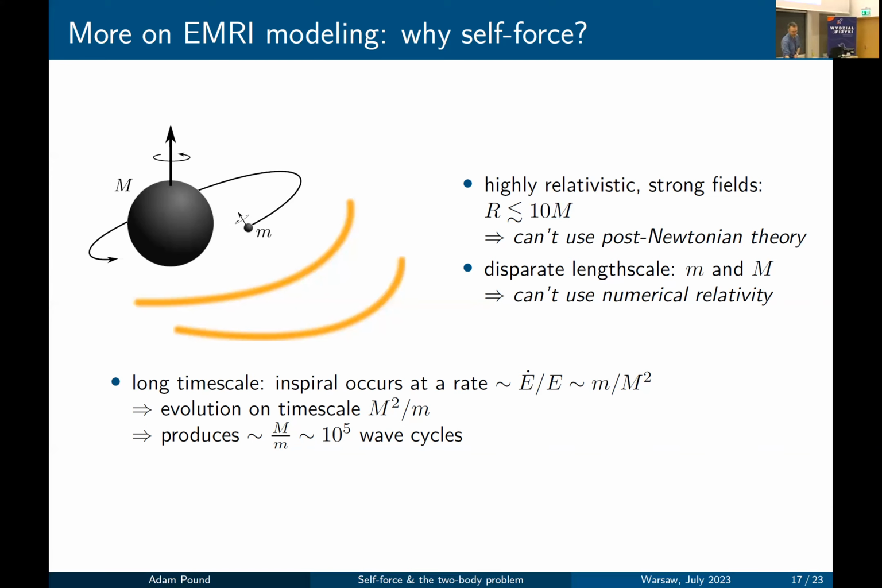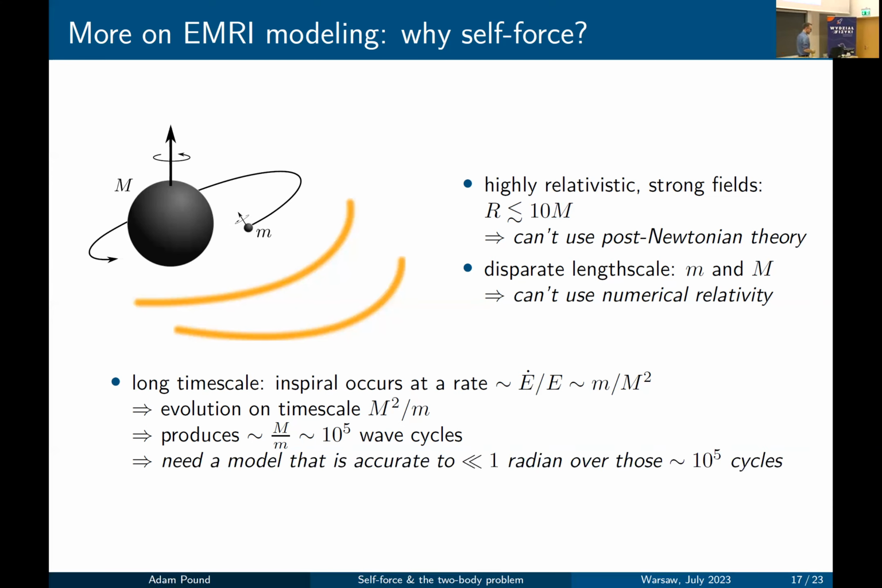So what do we use instead? Well, we need something that is accurate to much less than 1 radian of error in the gravitational wave phase, because the data analysis relies on tracking the phase very accurately. That's how you make your detection. That's how you do your science. So we need something that has much less than 1 radian of phase error over this huge number of cycles, 10 to the 5 cycles. Many ways you might try to implement this would accumulate little errors that would keep getting bigger and bigger and would be a disaster. So we need a very specific method that can do this.